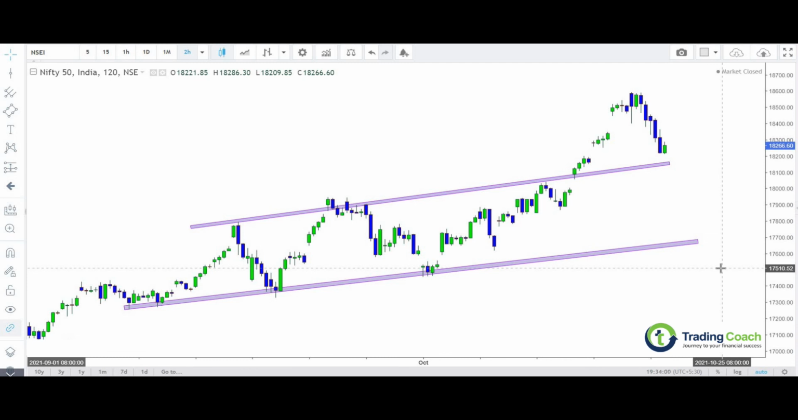Alright, so this is my outlook on Nifty 50, and this is my outlook right now on the index prices.